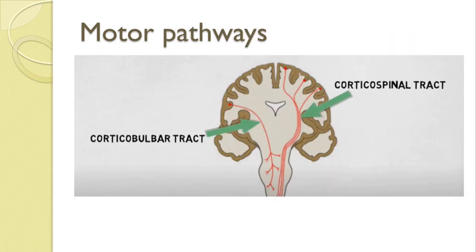Most of the neurons that travel from the primary motor cortex carrying signals regarding movement will enter one of the two major motor pathways. That is either corticospinal or corticobulbar tracts. Corticospinal tract carries movement related signals to the spinal cord to cause movement of the body, while the corticobulbar tract carries signals to the brain stem to cause movement of head, neck, and face.